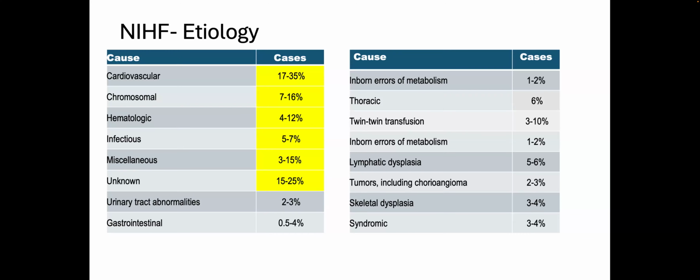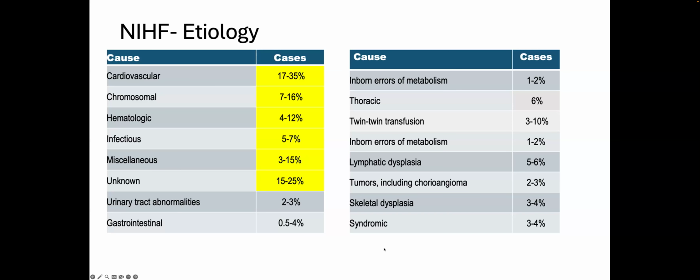And many times, almost 15 to 25%, you don't find the cause. But as you do more and more extensive investigation, that segment of unknown causes will come down. And in the best centers like the Cincinnati Center, which does very good fetal medicine, these unknown causes will be hardly 10%.